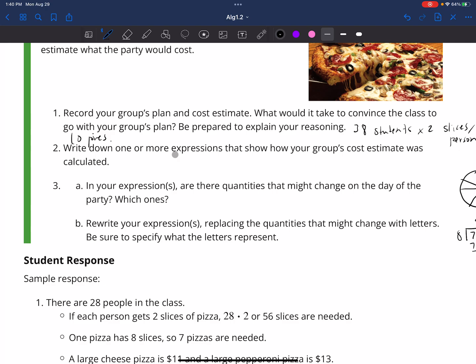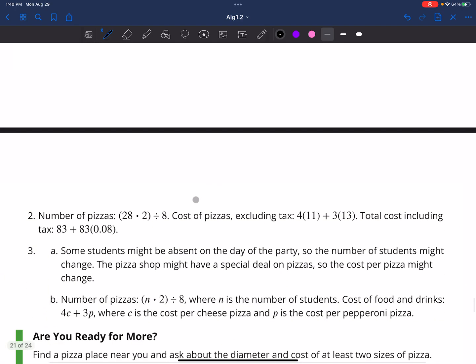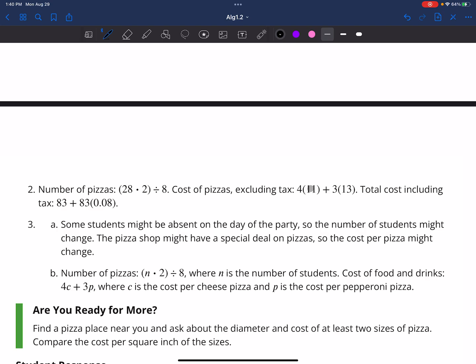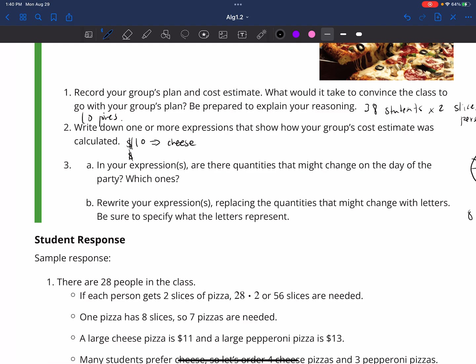So let's go ahead and write down how your group's cost estimate was calculated. Let's just say that I have $11 per cheese pizza. Actually, let's see what they're doing. They said $11 per cheese pizza and $13 for pepperoni.